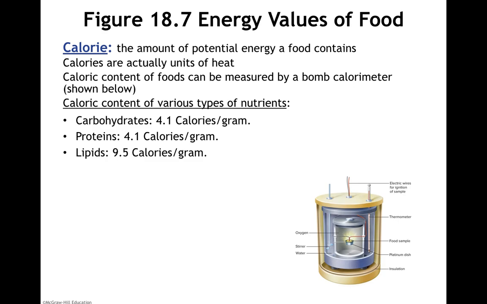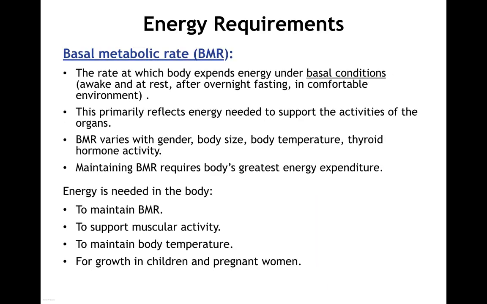So we talk about the energy value in foods as the amount, as calories. Calories are the amount of potential energy found within a food, and content varies. So carbohydrates typically have 4.1 calories per gram. Proteins about the same. Lipids almost twice that, 9.5.